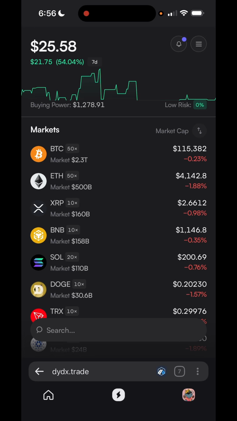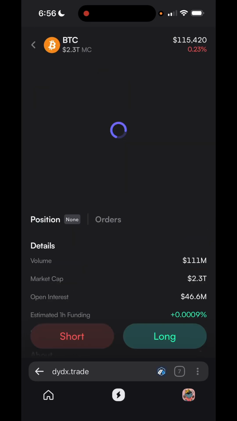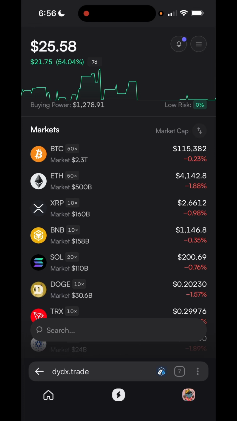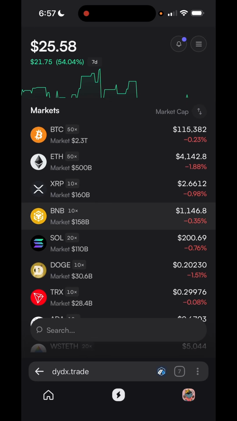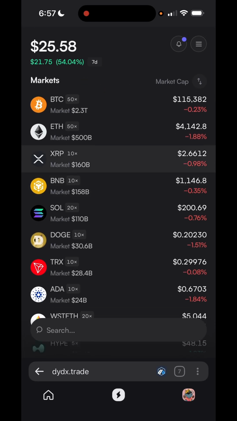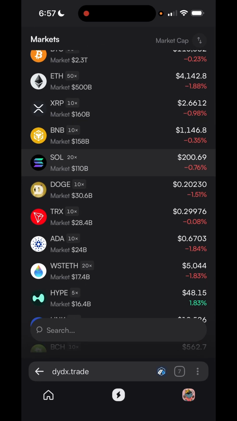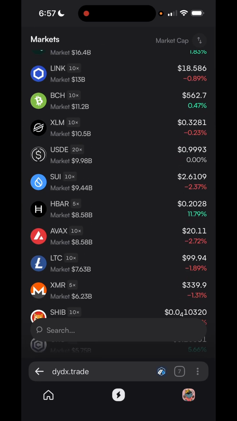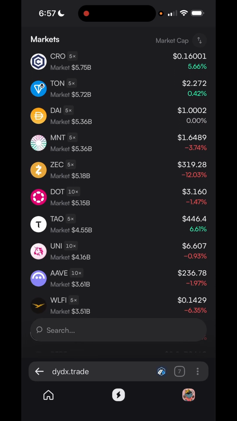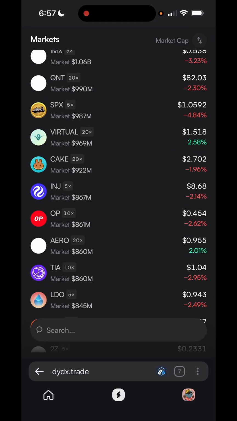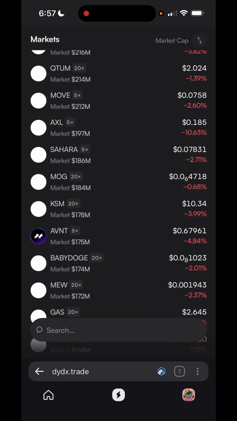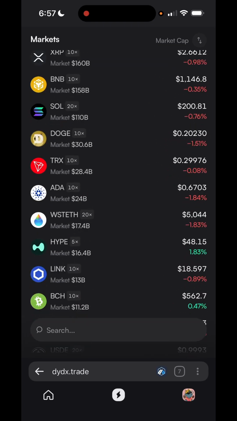So this is what you have to do. You choose any of the markets. As you can see, the leverages of each market are highlighted beside the market pair. BTC has up to 50x leverage, same as Ethereum. XRP has 10x, and so on. We have over 200 markets available to trade on dYdX, and every day new markets keep joining the platform. That's very incredible. Shout out to dYdX.